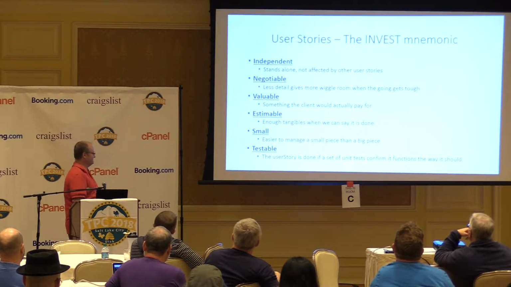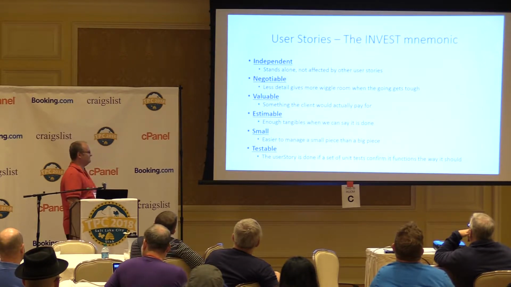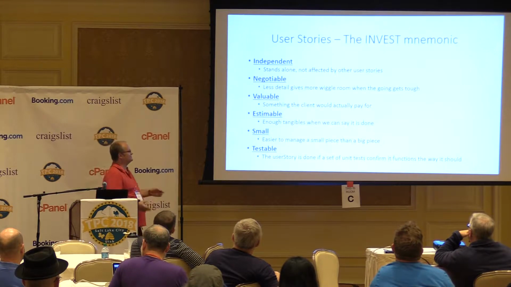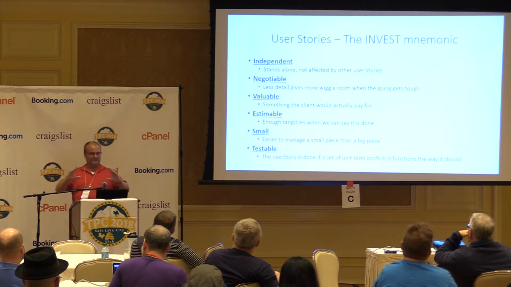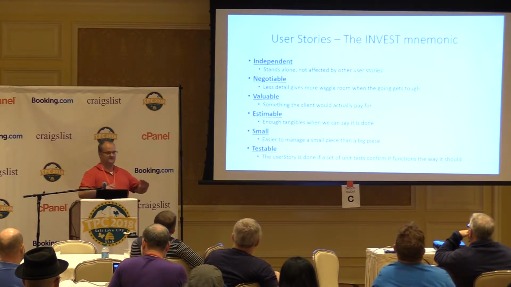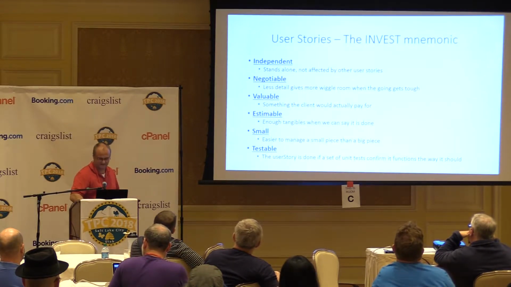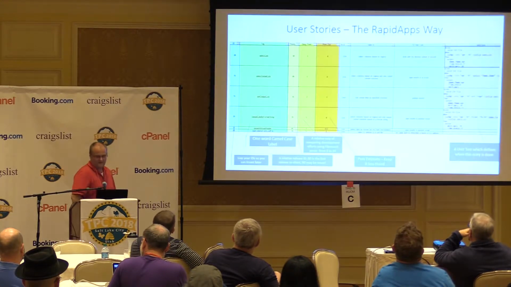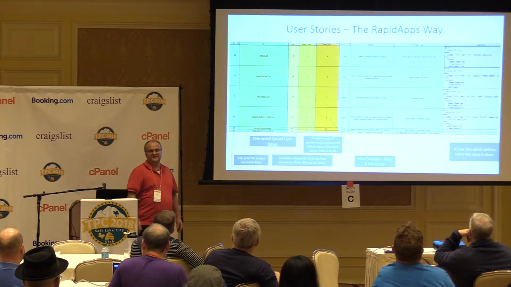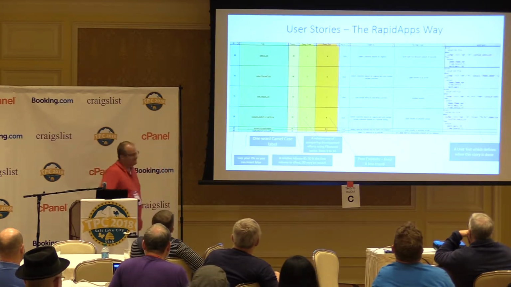And testable. The user story is done if a set of unit tests, or even just a simple unit test, confirms that the function works the way it should. So when we run the unit test against this, and you're going to see this right, I think now. Yeah, okay. Can people see that in the back at all? No? All right.